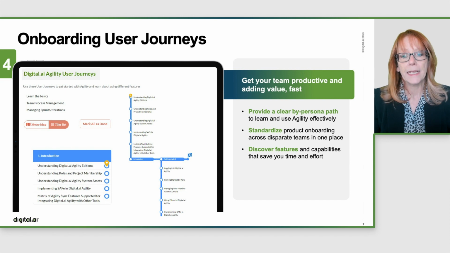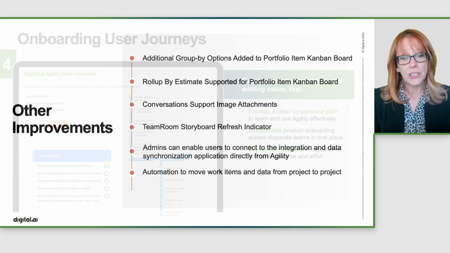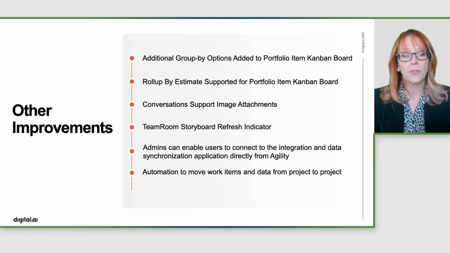With digital.ai identity, the single sign-on authority across the platform and all of digital.ai that was introduced in our BAMF release, users can always pick up where they left off and know when a section is completed. In addition to the features discussed, we also have several user-requested feature enhancements delivered in the Corbett release. For example, within the Agility admin setting, admins can create a menu item for users to quickly connect to the integration and data synchronization application directly from Agility. And we introduced enhanced automation to move work items from project to project, all while keeping data synced.